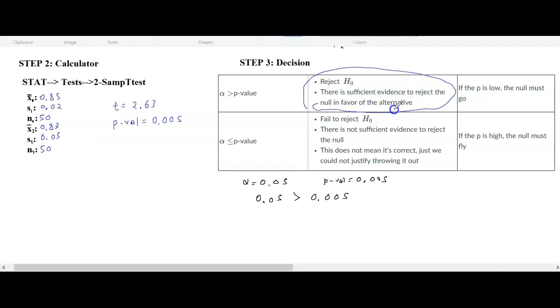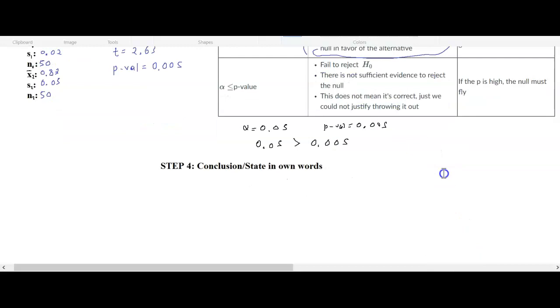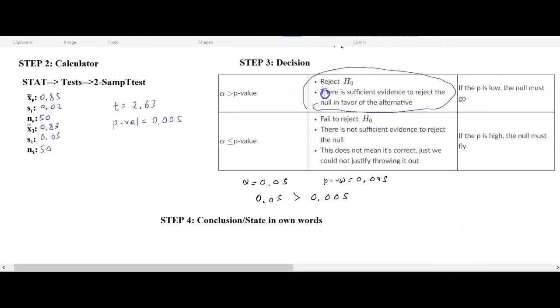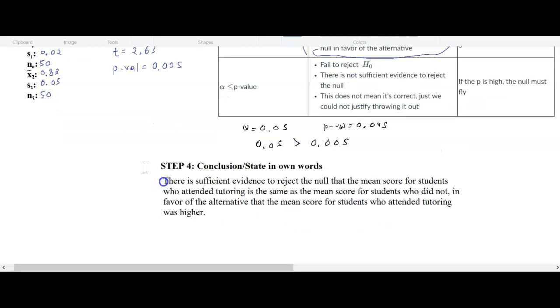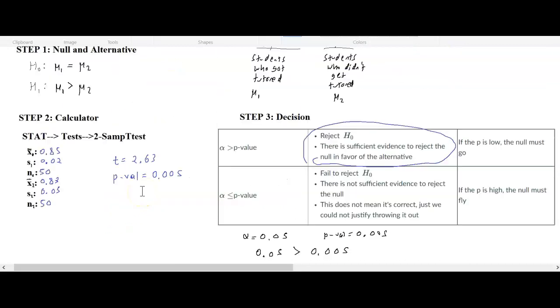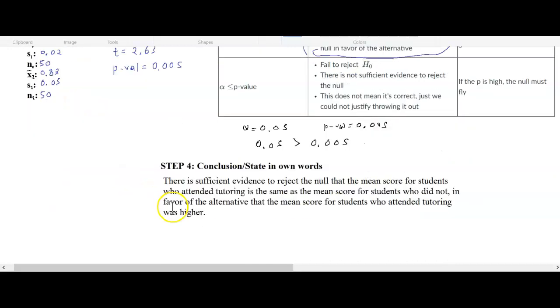So let's put that into our own words for the final part of this decision. You should just memorize the language here, but then add in what the problem actually means. So in our case, we could say something like, there is sufficient evidence to reject the null that the mean score for students who attended tutoring is the same as the mean score for students who did not, in favor of the alternative, that the mean score for students who attended tutoring was higher. Notice all I really did was restate what the null and alternative were and put it into my own words.